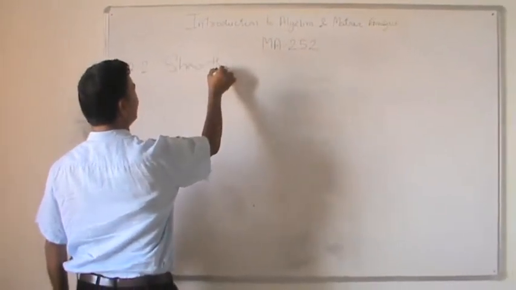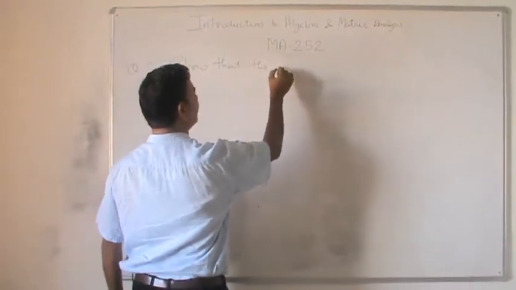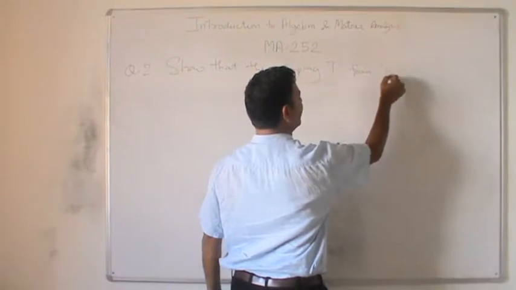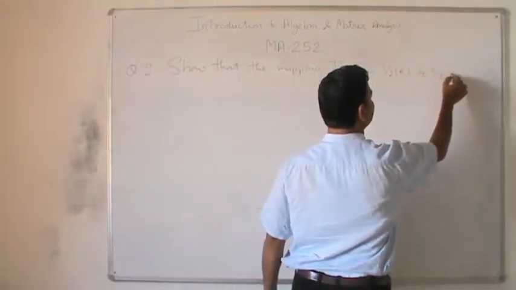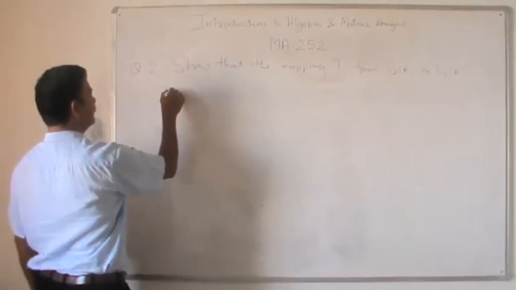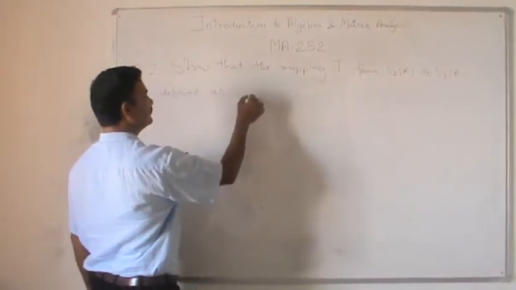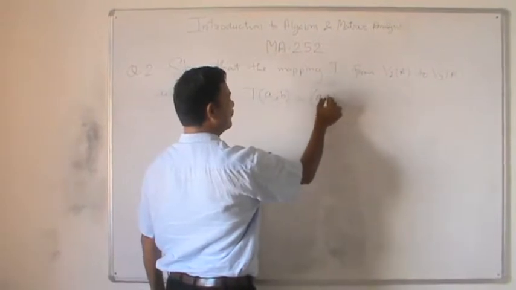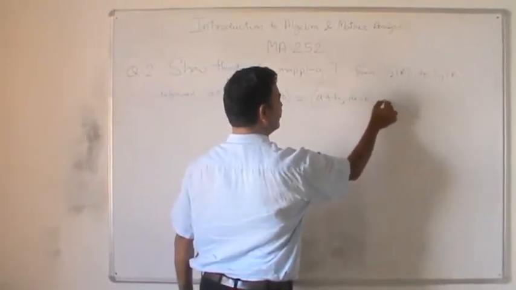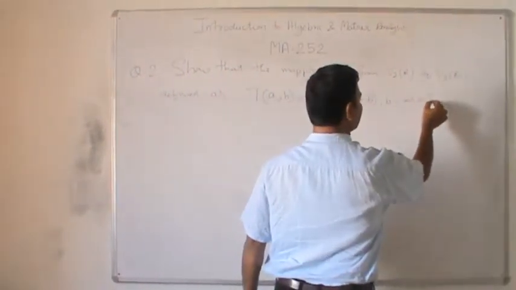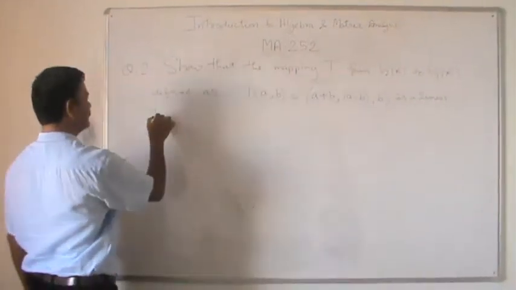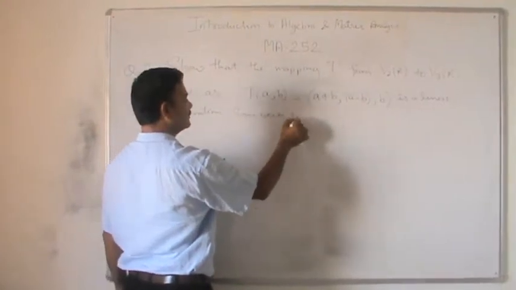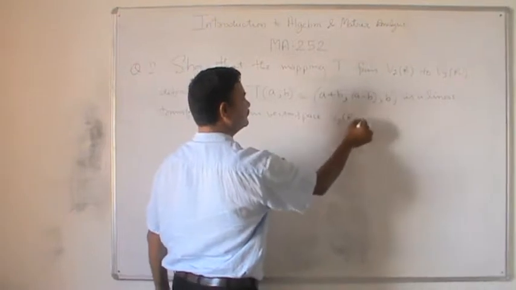Next question: show that the mapping T from V2(R) to V3(R), defined as T of (a, b) equal to (a plus b, a minus b, b), is a linear transformation from vector space V2(R) to V3(R).